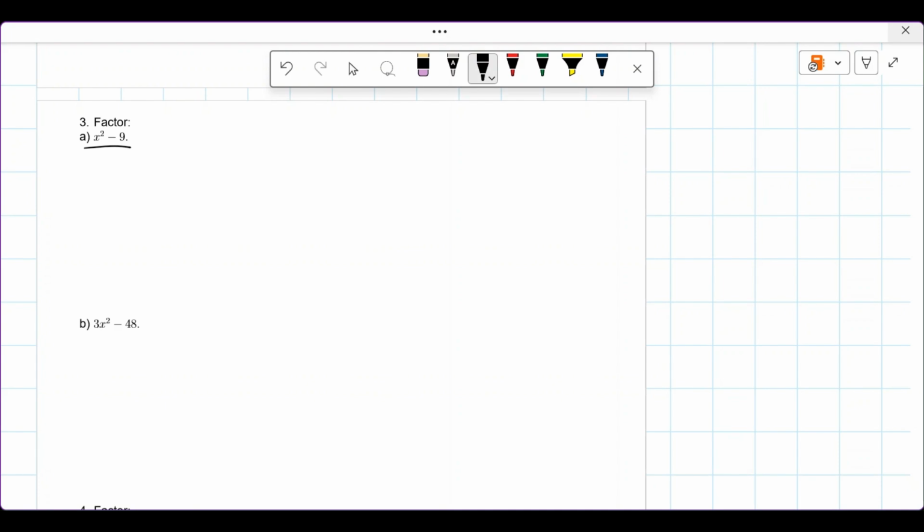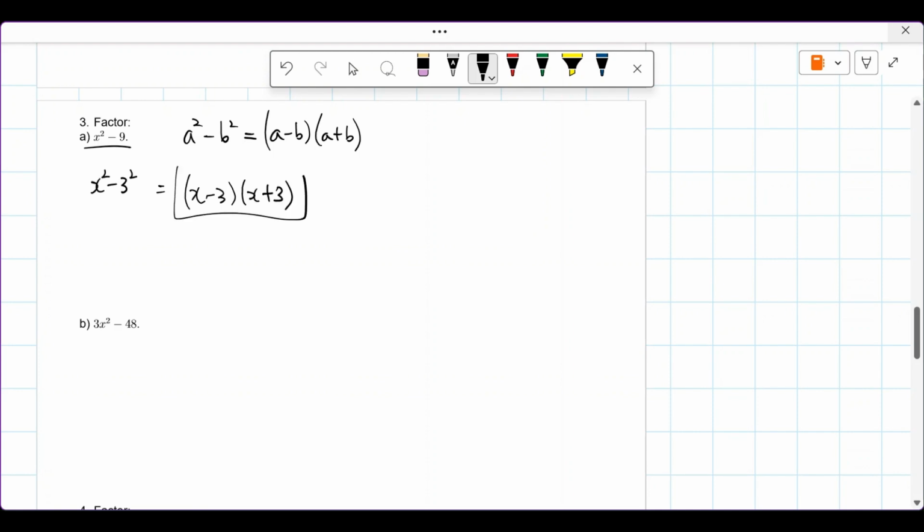So immediately, using the factor form a squared minus b squared is equal to a minus b times a plus b, I can immediately conclude that, let's write x squared minus 9 as x squared minus 3 squared. So it's going to be x minus 3 times x plus 3.